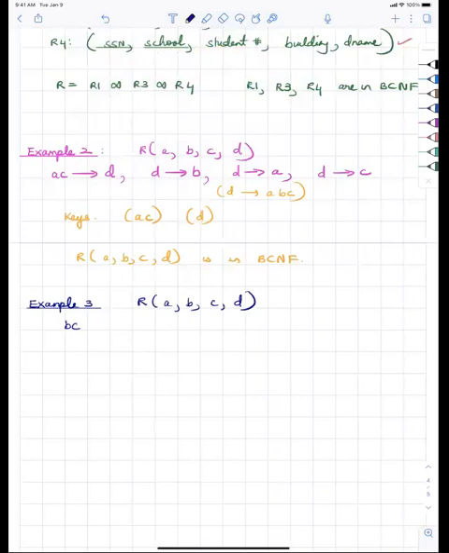So we have the following functional dependencies. BC goes to A. So the first thing we have to find out is, is R in Boyce-Codd normal form? Before you can do that, first, can you find out the keys for this relation? There are multiple keys. So I would like you to find the keys for this table.